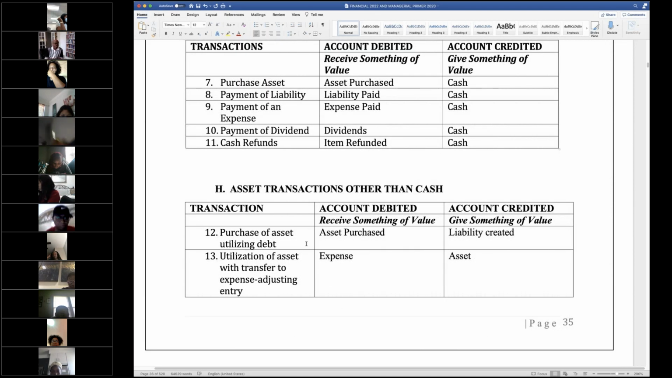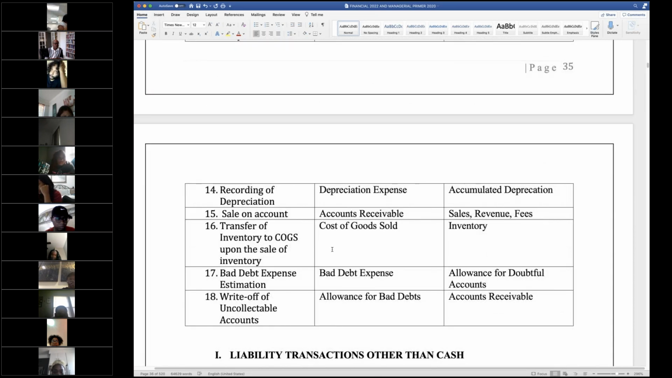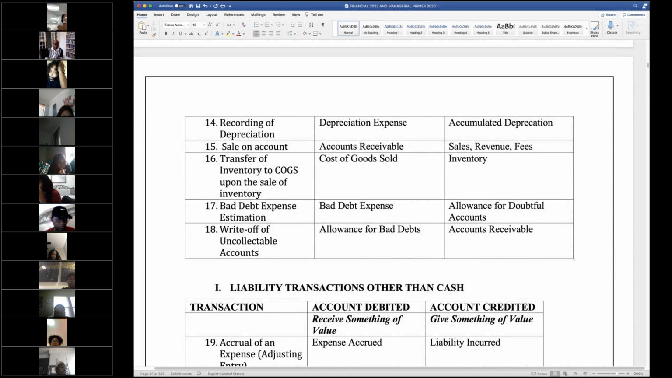Then the purchase of an asset utilizing debt, we debit the asset purchased and we credit the liability created. And the only other one that we had was a sale on account. Don't have as much trouble with this one, where when you've done the work, you debit accounts receivable and you credit sales.